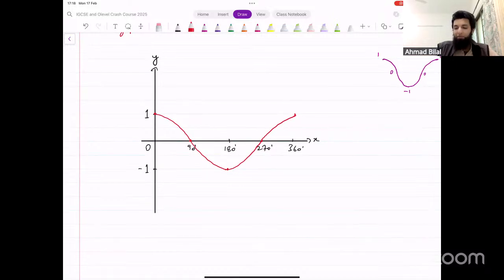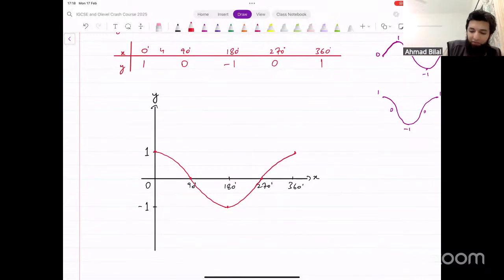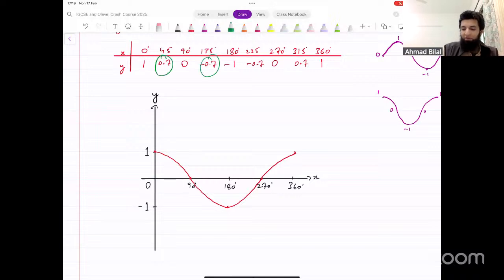Okay. Now, the first time you do it, you can take some more points as well if you want. So for example, at 45 degrees, you would see that this is going to give you 0.7. At 135, this is going to give you -0.7. At 225, it's going to give you -0.7 again. At 315, it's going to give you 0.7. But it will be hard to memorize these values, right?